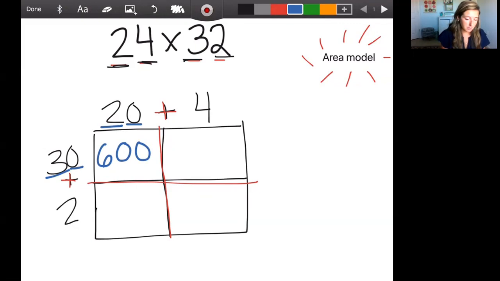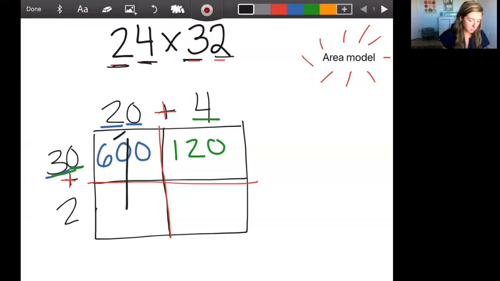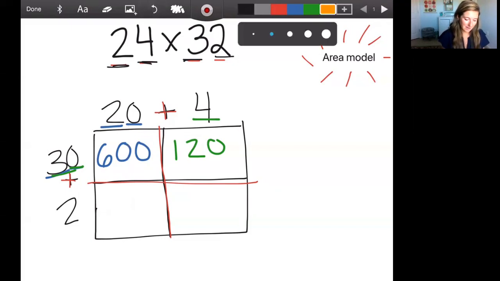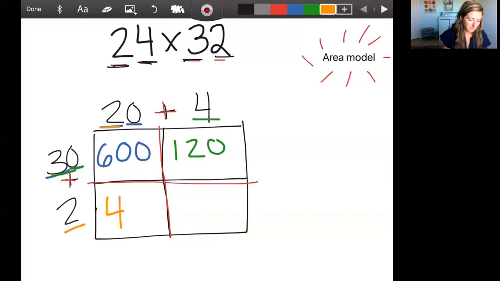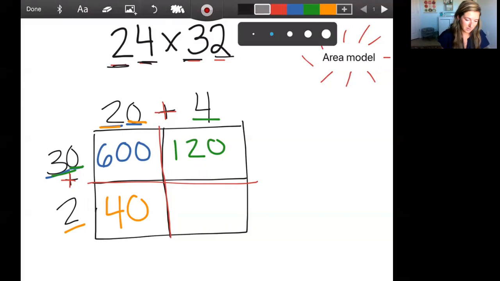Now I'm going to do this box. I'm going to multiply up and left. So 4 times 30. 4 times 3 is 12. And then I add that 0 to get 120. Next I'm going to choose this box. I'm going to do 20 times 2, up and to the left. Hopefully you know what 20 times 2 is, maybe in your head. 2 times 2 is 4, and add the 0 to make 40. Last but not least, let's do our 4 times 2. I really hope you know this one. 4 times 2 is going to be 8.